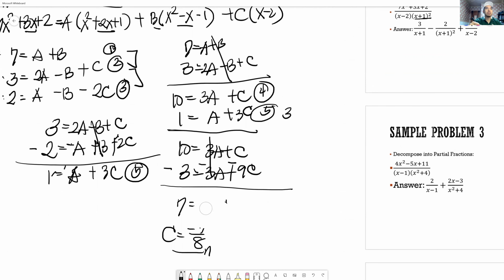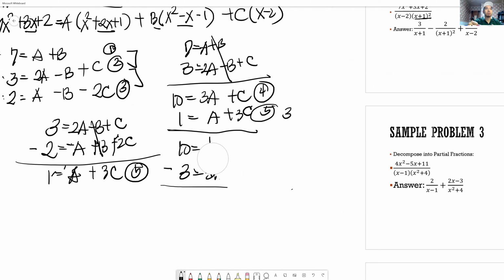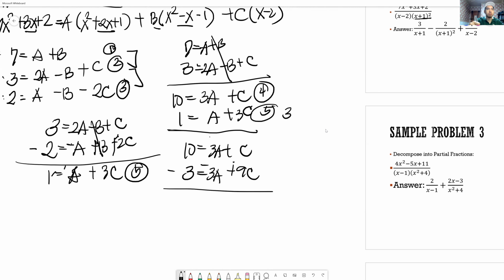So 10, 3a, and c. If we multiply by 3, 10 equals to 3a plus c, and then 3 equals to 3a plus 9c. Okay, so minus, minus, and minus. This cancels out. 7 equals to negative 8c.